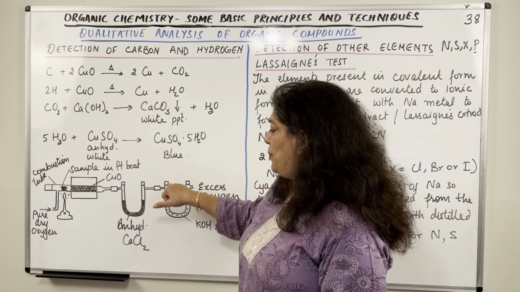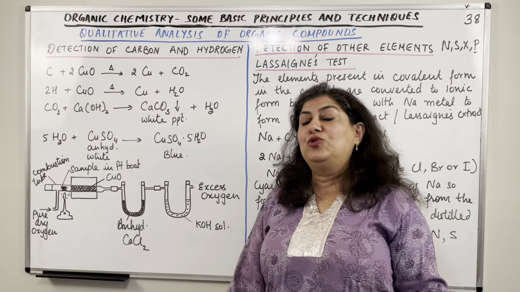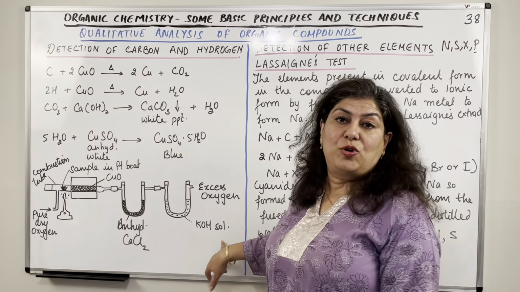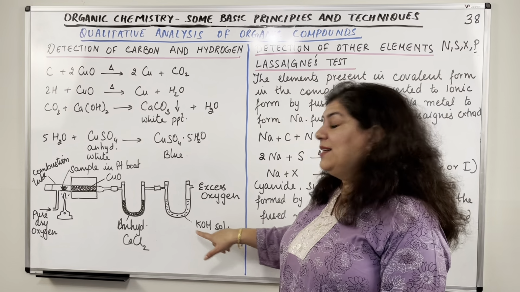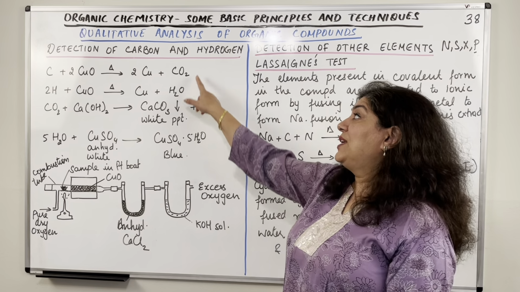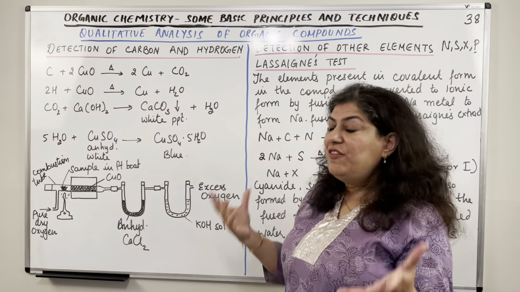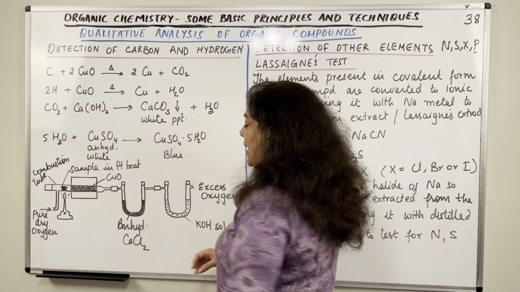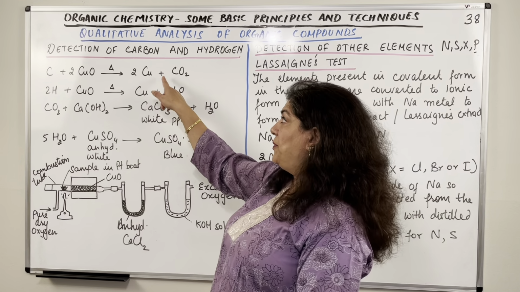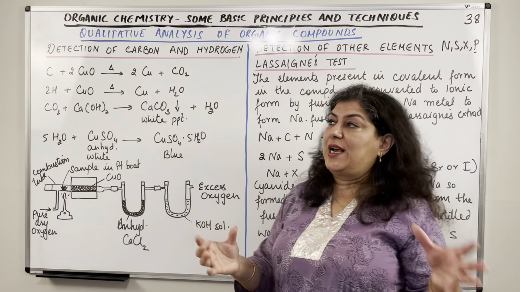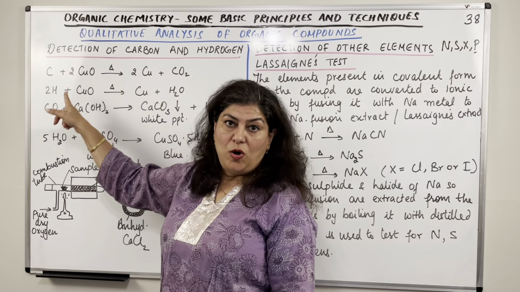And we allow it to pass through a second U-tube, and this U-tube consists of potassium hydroxide solution. Potassium hydroxide dissolves the carbon dioxide that is present. So what have you done by this apparatus? You have separated the water produced and the carbon dioxide produced as a result of the reaction with copper oxide.